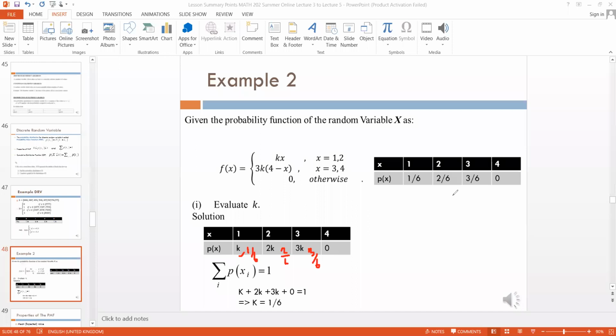So this will give us the probability distribution of the random variable.